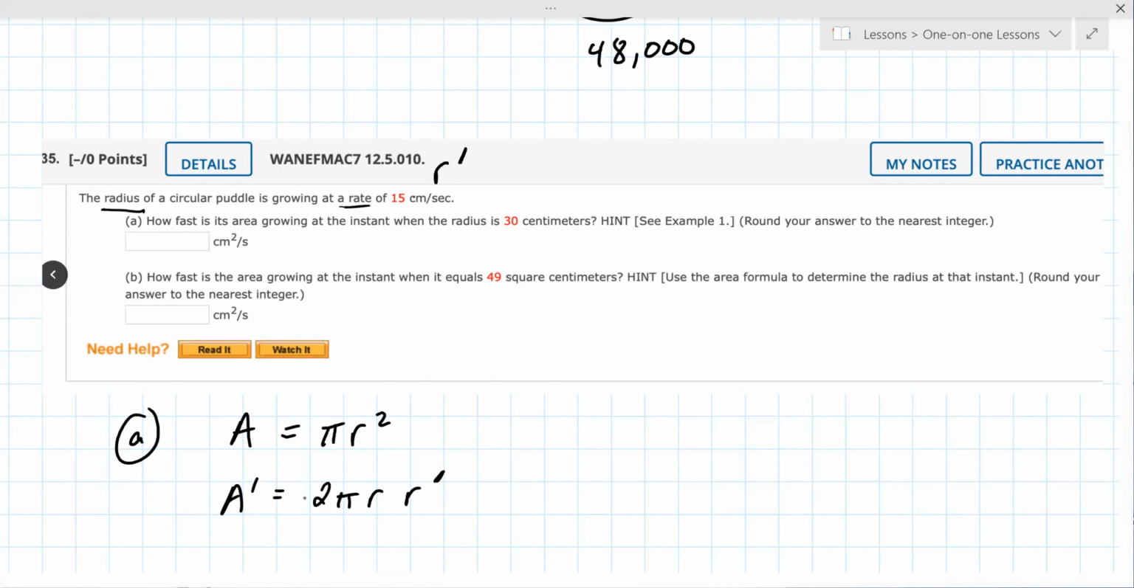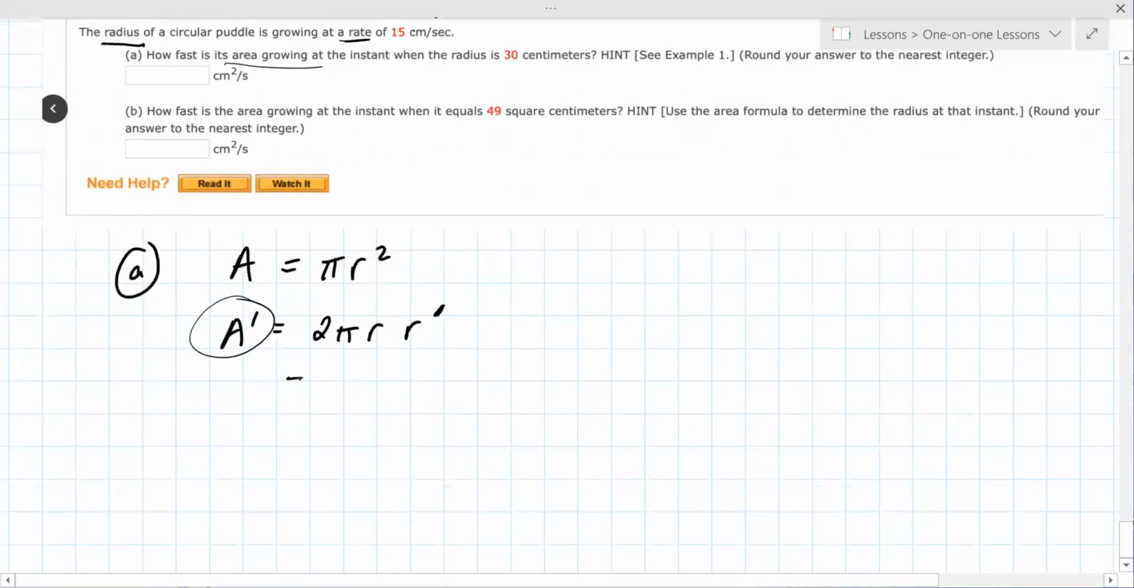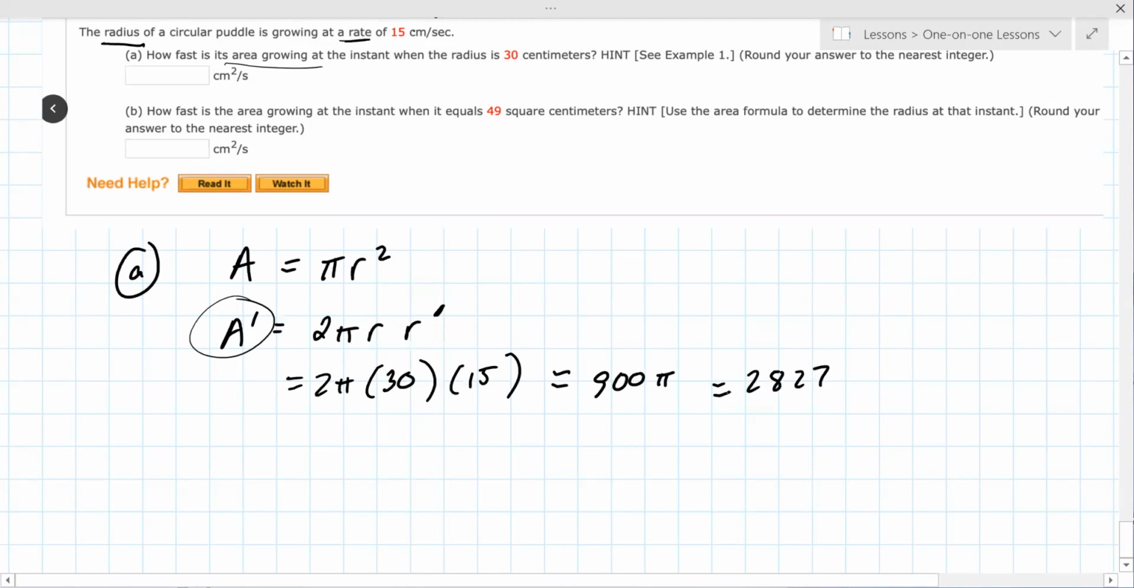Okay, so now we're going to figure out what it's asking for. It's asking how fast is the area growing? That's this one. That's what we're trying to find. Do we know the radius? Yes, the radius is 30, and the r prime is 15. So that ends up being 900 pi. It says round to the nearest integer, so you have to throw that into the calculator, and you get 2827.